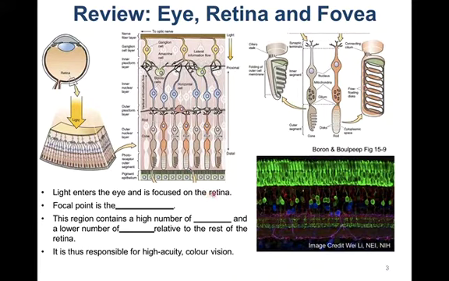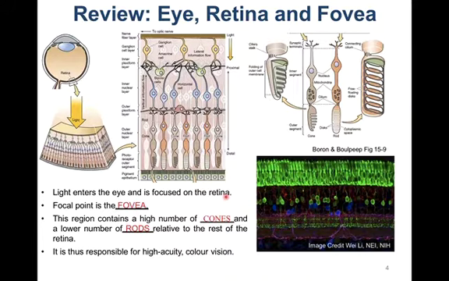So light enters the eye, is focused on the retina, specifically at the fovea of the retina. The focal point is the fovea. Within the fovea, there's a high number of cones, and that should make sense because the fovea, the focal point, that's responsible for high acuity, sharp color vision. That's where the cones are. So there's a relatively low number of rods, virtually none, relative to the rest of the retina. So the extrafoveal regions, the periphery of the retina, if you will, contains few cones, and many, many rods.